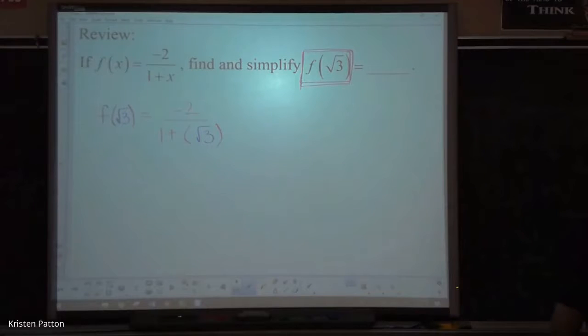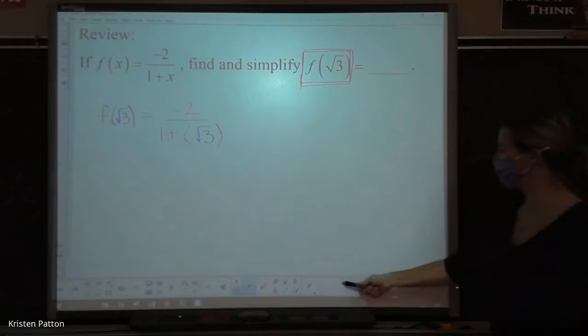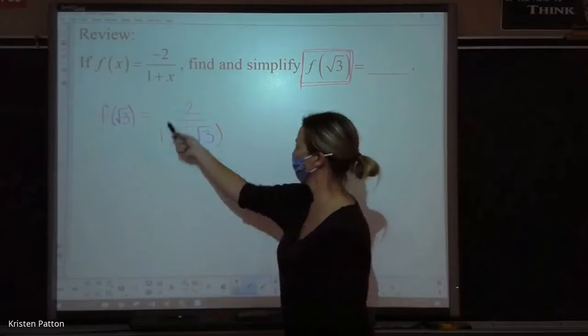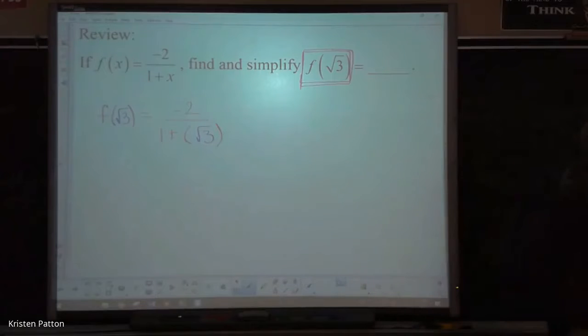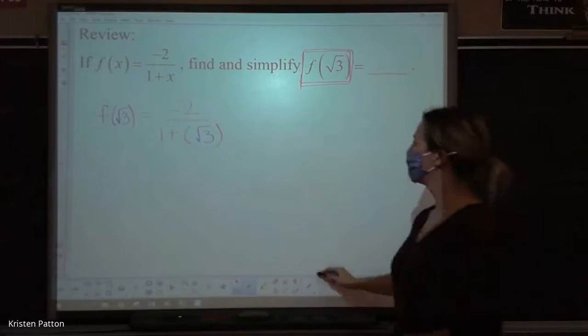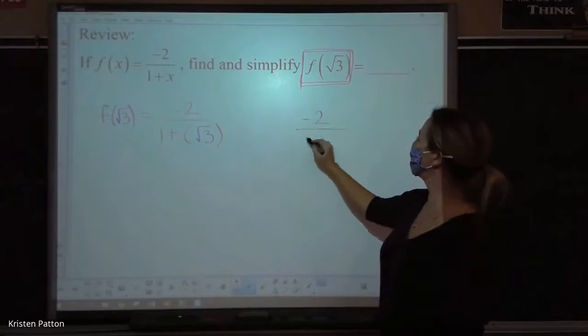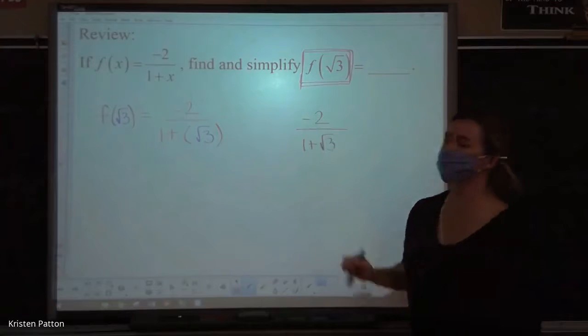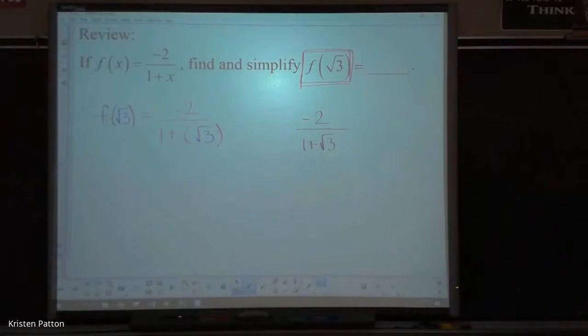Let's not stop there, because it says find and simplify. Why is this not simple right here? There's a radical in the bottom. So maybe we should just rewrite this. We have negative 2 because we don't need the parentheses anymore. Don't let those bother you. And Andrew says there's a radical in the bottom. So the question is, how do we get rid of a radical in the bottom?